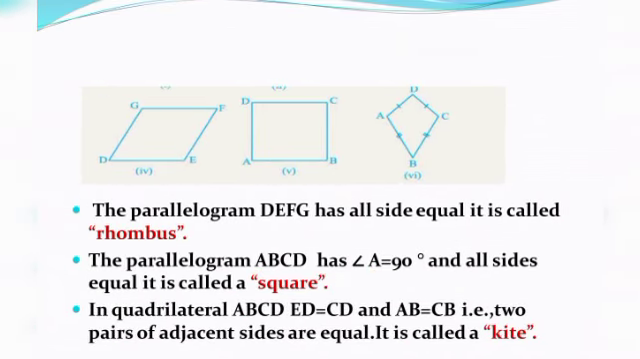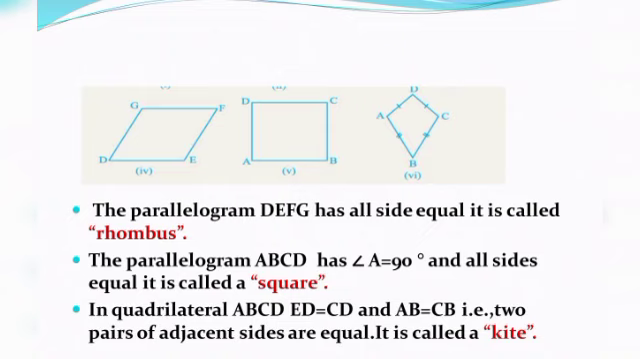The parallelogram DEFG of figure 4 has all sides equal, and we know that it is called what? It is called a rhombus. The parallelogram ABCD of figure 5 has angle A equal to what? Angle A is equal to 90 degrees and all sides are equal. It is called a square, right?